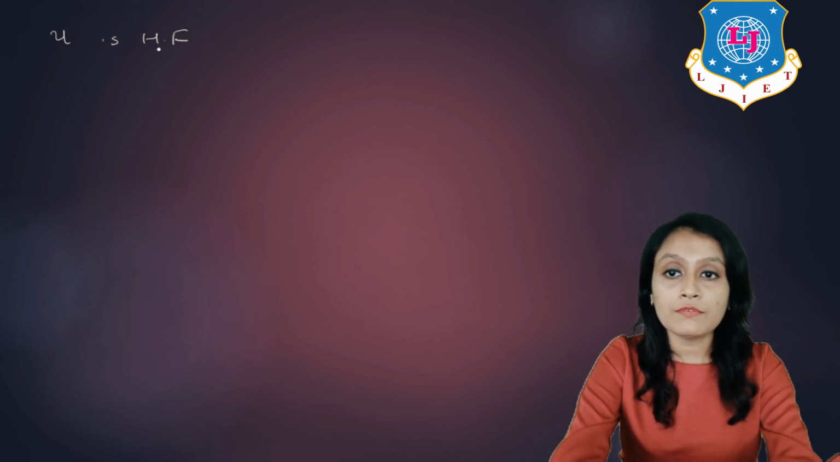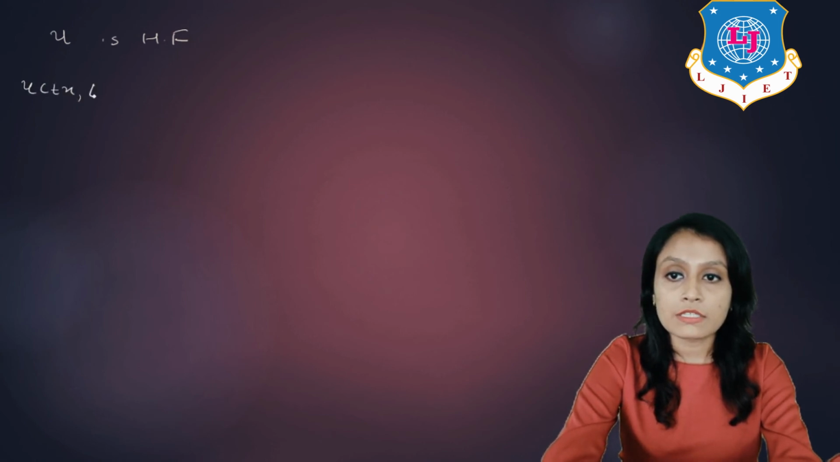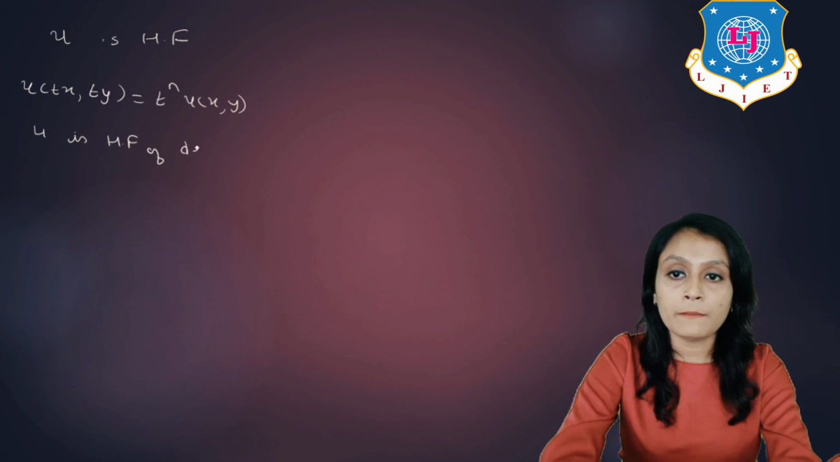So in all what we have studied, firstly we studied Euler's theorem. So for that what we need is that u is a homogeneous function. Okay, so u should be a homogeneous function. Now if you want to check the homogeneous function, what we have to do is write like this, that is u of tx, ty. So if u of tx, ty is equal to t raised to n u of xy, then we can say that this u is a homogeneous function of degree n.